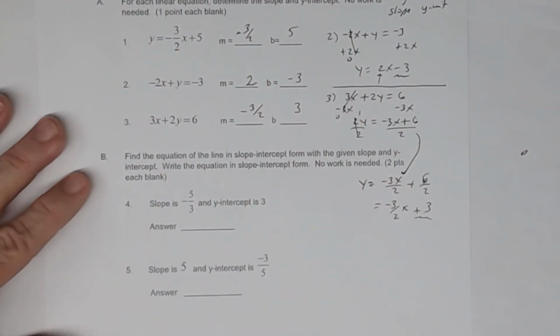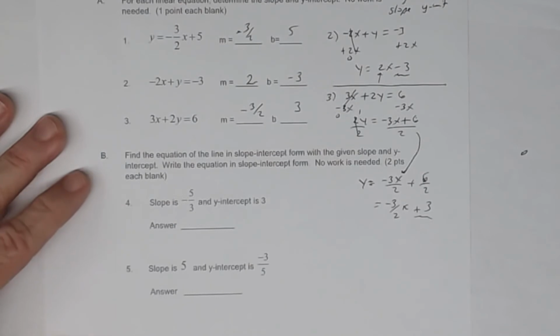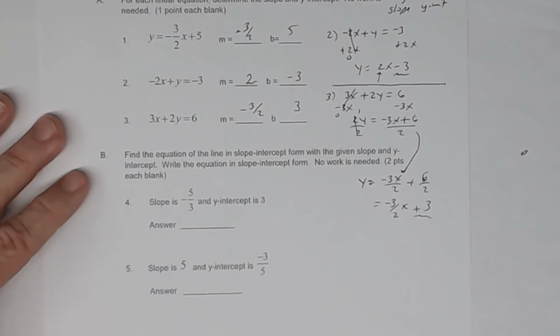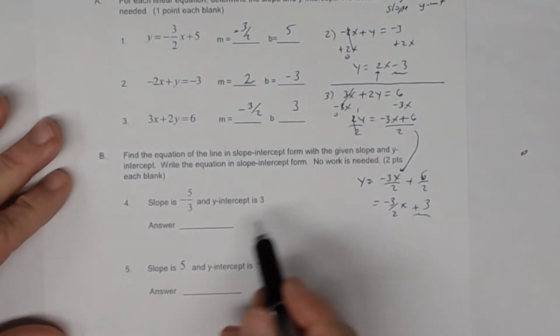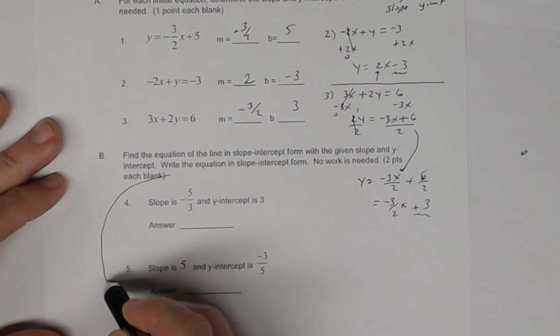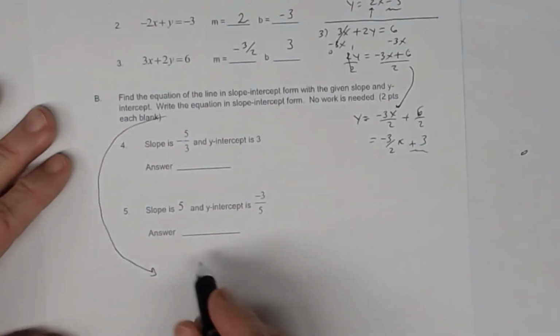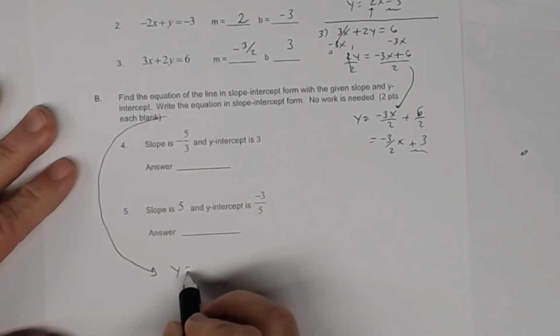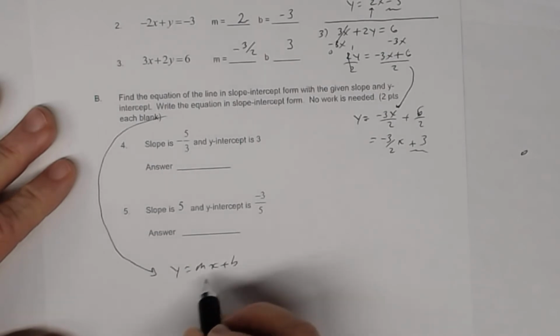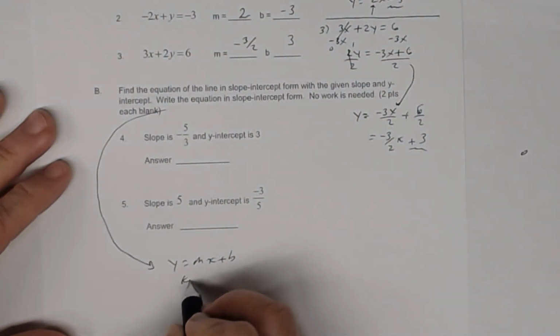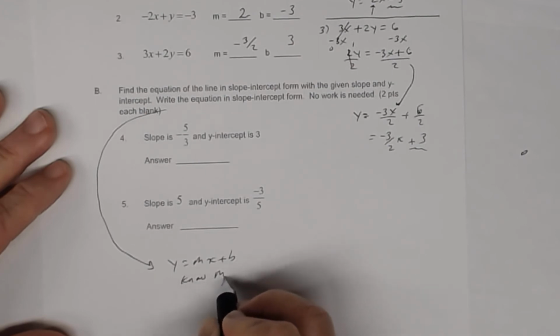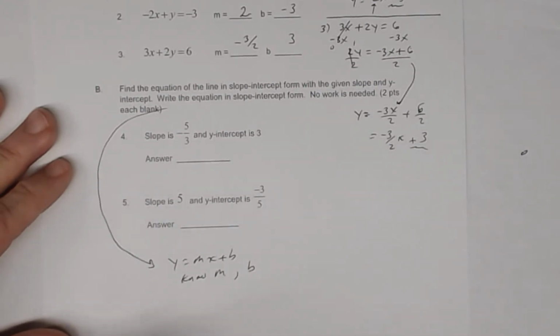Now in part B, it says find the equation of the line in slope-intercept form with the given slope and y-intercept. You want to write the equation in slope-intercept form, so no work is needed. All you have to do is remember that slope-intercept form is y equals mx plus b. If you're going to write an equation in slope-intercept form, there are two things you have to know: the slope and the y-intercept. And in both of these, you do.